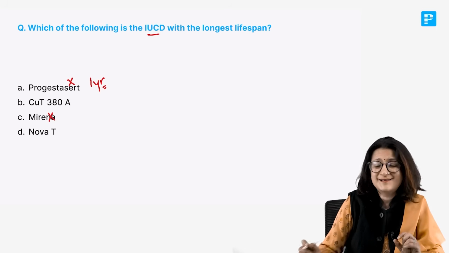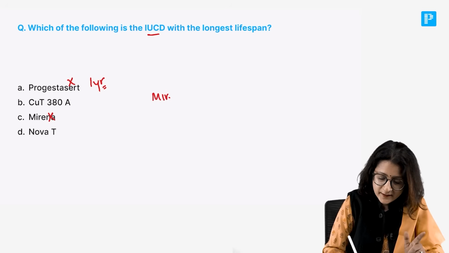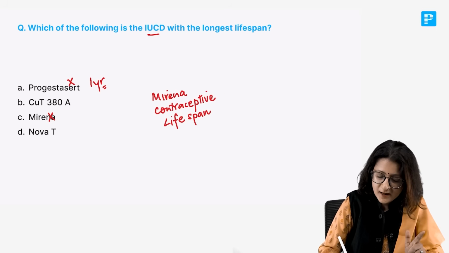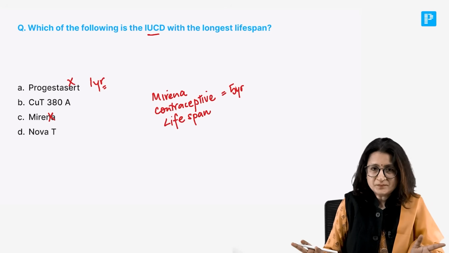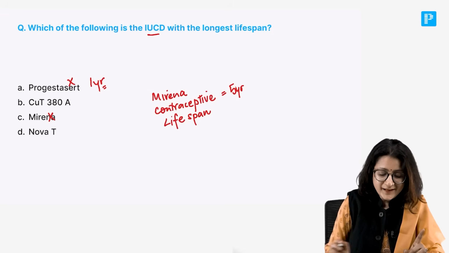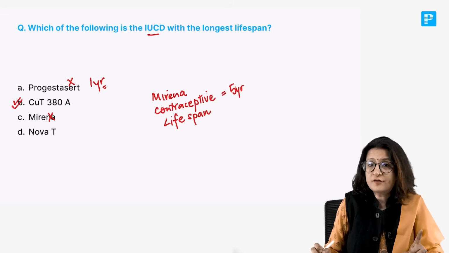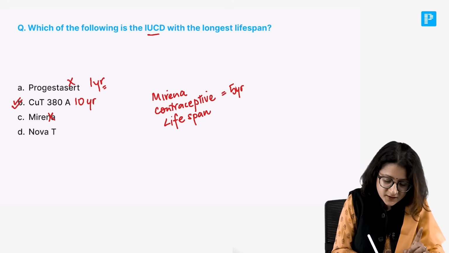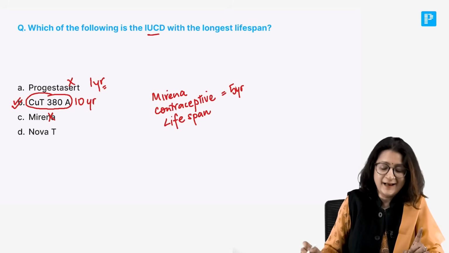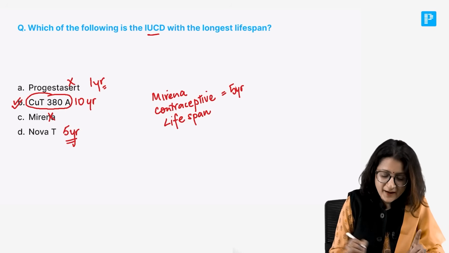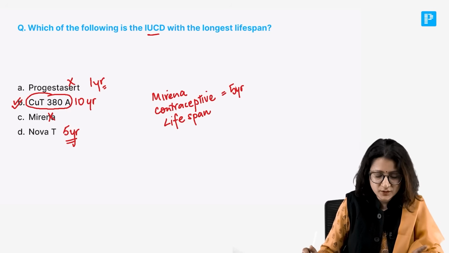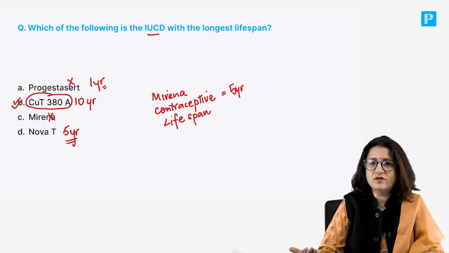And if you look at the contraceptive efficacy or contraceptive lifespan of Mirena, that's 5 years. So these two are out, both are progesterone containing intrauterine devices. Now copper T380A, we know it has a lifespan of how much? 10 years, a contraceptive efficacy of 10 years. So copper T380A is your answer. Nova T has a contraceptive lifespan of about 5 years, so this is not the answer, and this is a straightforward one-liner question.